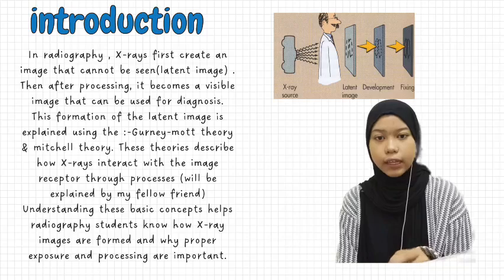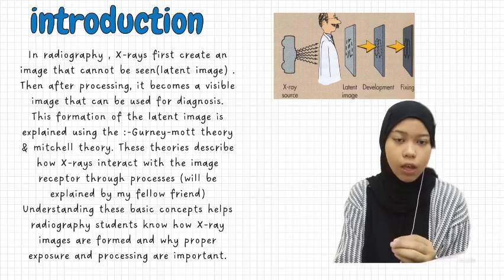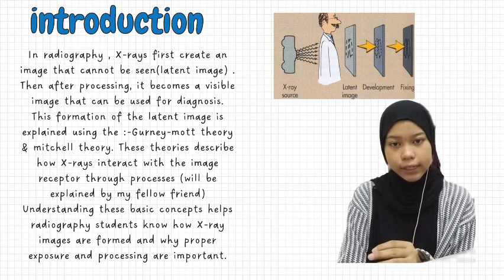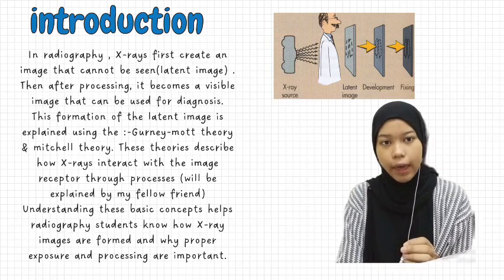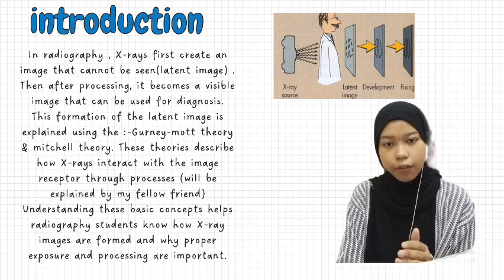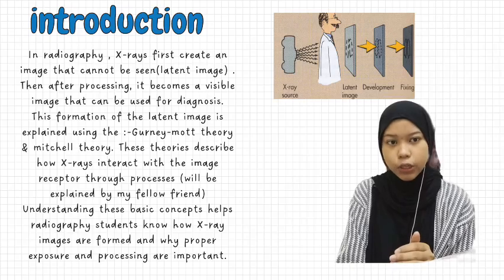In radiography, X-rays first create an image that cannot be seen, which is called a latent image. Then after processing, it becomes visible and can be used for diagnosis. This formation of the latent image is explained by the Gurney-Mott theory and Mitchell theory.